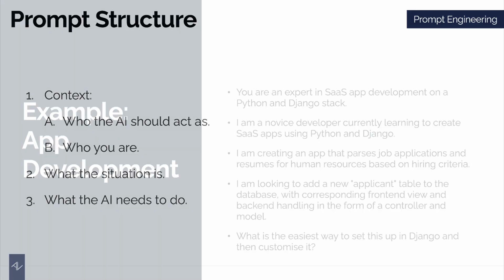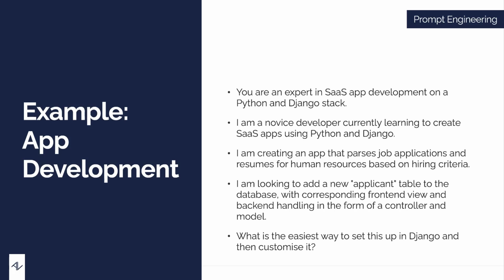So let's look at the first one. And this is just an extension of the context from the previous lesson. So this one is about app development. The AI is an expert in SaaS app development. We're a novice developer. In this case, we want to create an app that parses job applications and resumes for HR based on hiring criteria. And we're doing something technical.